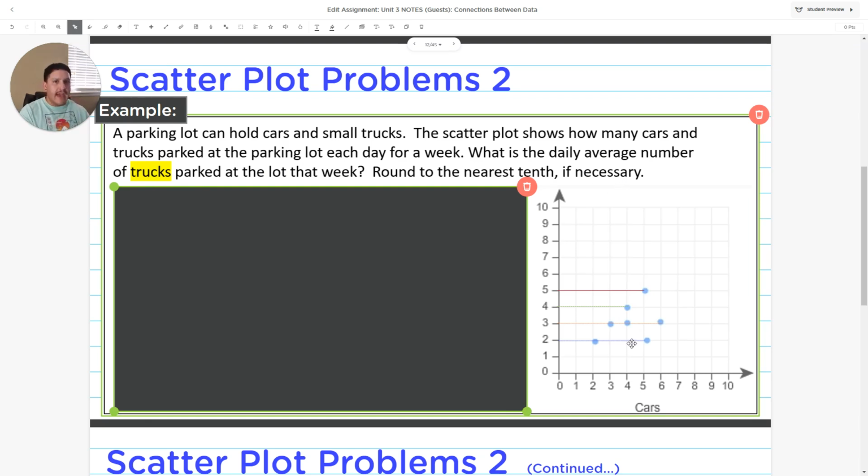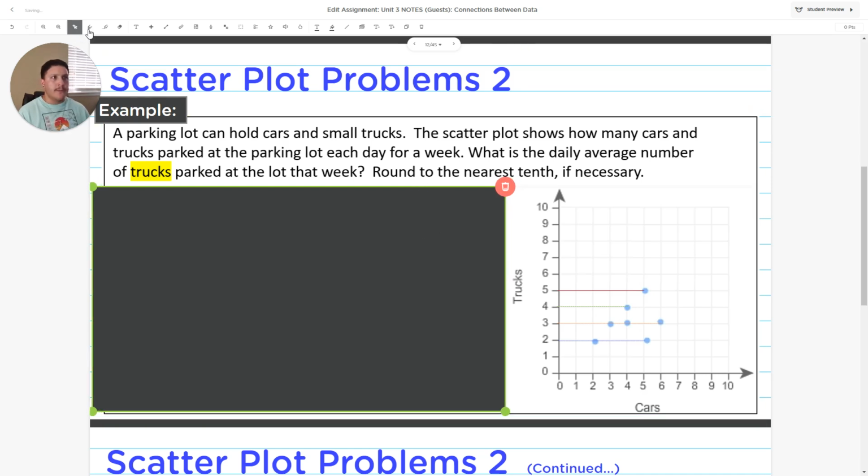So we have a scatter plot. We want to find an average. How do we find an average? Well, we add up all the values and divide by the number of values in that data set. But notice how this chart has values for trucks and cars. The problem specifically asks for trucks, so we need to identify the truck values of these dots.